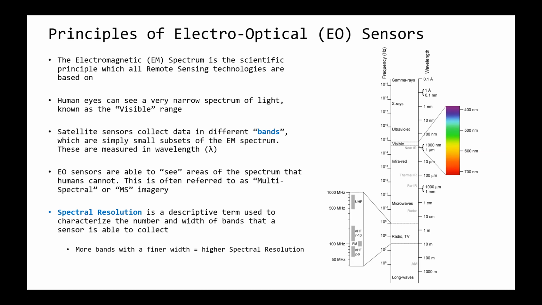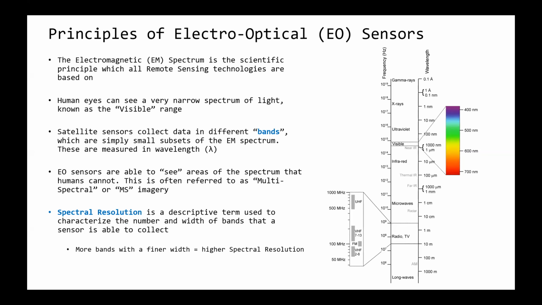These EO sensors are able to see areas of the spectrum that humans can't, and they're primarily referred to as multispectral, or MS, as you see it referred to, but also hyperspectral, which infers that they collect a larger variety of bands than just a traditional multispectral sensor would.